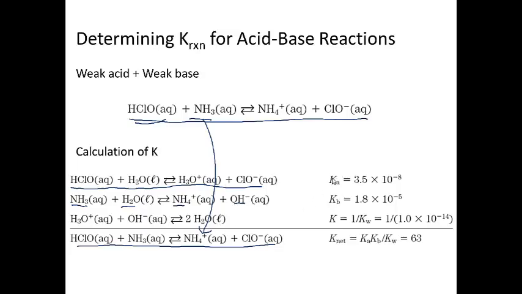When you add up these 3 reactions, you have to take the product of the 3 different K values. So it's going to be Ka times Kb times 1 over Kw. When you do that out, you get 63, which means that this reaction lies to the right. So the percent that it will go is greater than, say, 50%, but it's not very, very strongly over to the right. So by no means does it go 100%.